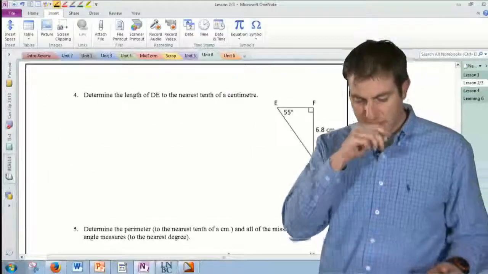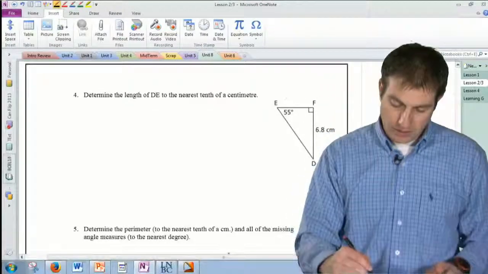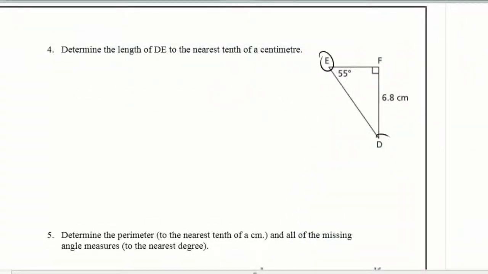All right, determine the length of DE to the nearest tenth of a centimeter. DE is this side from D to E. Happens to be the longest side in my triangle, the hypotenuse. You can call it X if you want. You can call it the hypotenuse. It doesn't matter. What information are you given? So we're trying to find the length of a side. We're given an angle. In this case, we're given angle E. So I'm going to measure everything from angle E.